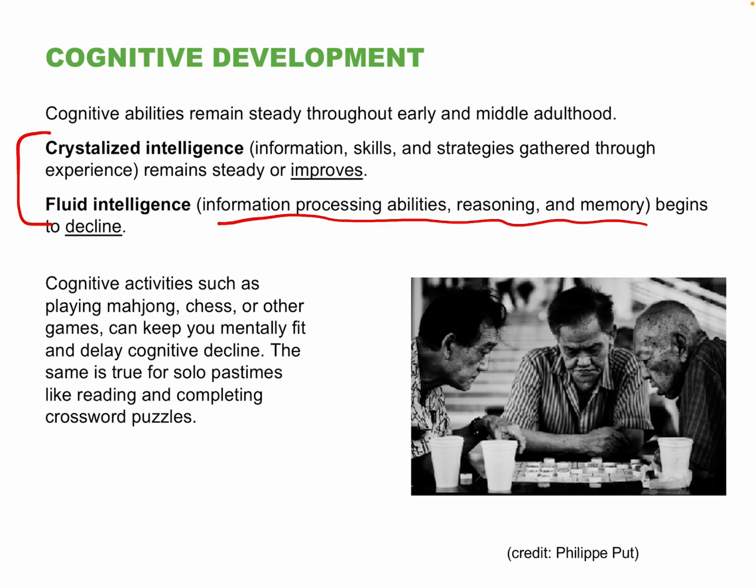Okay. And in adulthood and later adulthood, you'll see that fluid intelligence is what tends to decline over the years, right? Whereas crystallized intelligence tends to stay steady or improves over our lifetime through middle adulthood.